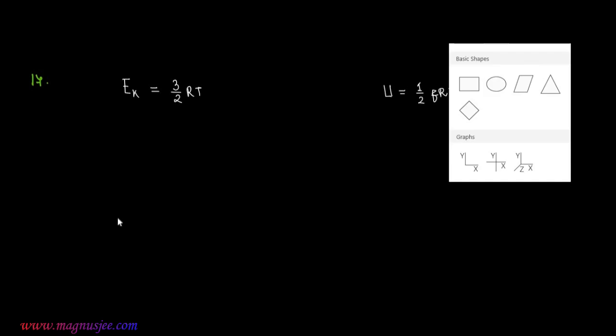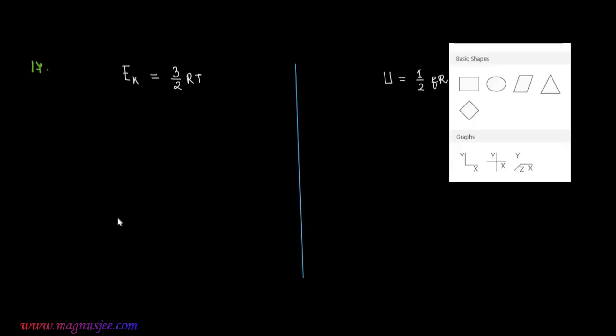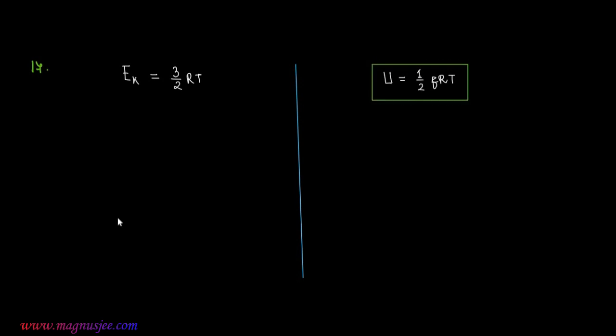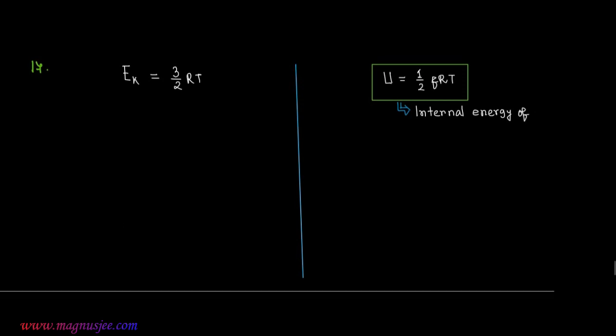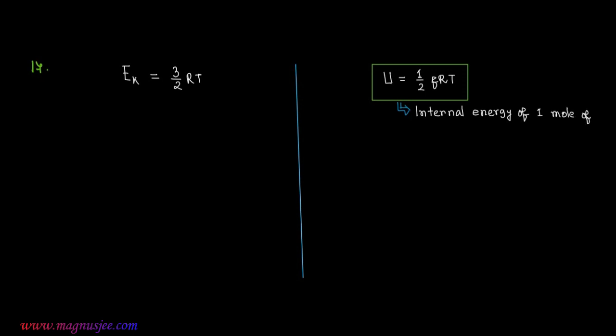Now we can compare the expression of kinetic energy of translation of gas molecules and internal energy of gas molecules. Ek is equal to 3 by 2 RT, whereas U, the internal energy, is equal to half FRT. U is the internal energy of 1 mole of an ideal gas at absolute temperature T in terms of degrees of freedom F.